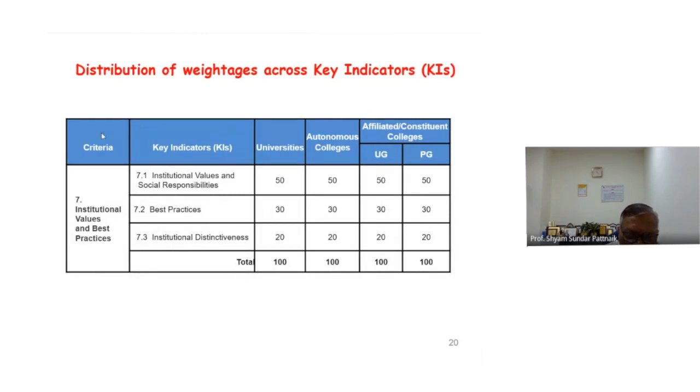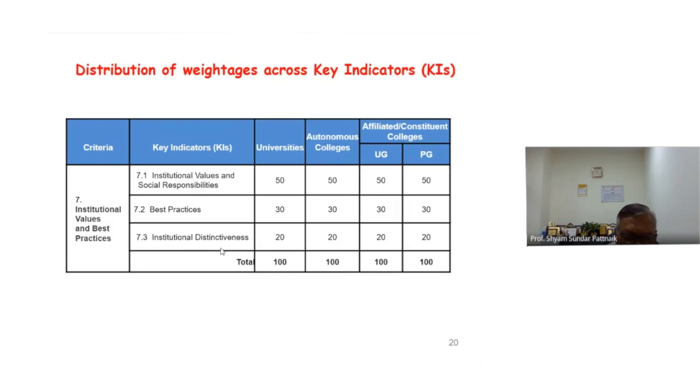The seventh criteria is institutional values and best practices. So if you see the social responsibility, best practices, institutional distinctiveness, that is how unique you are in a different way. All those things are seen as criteria 7.